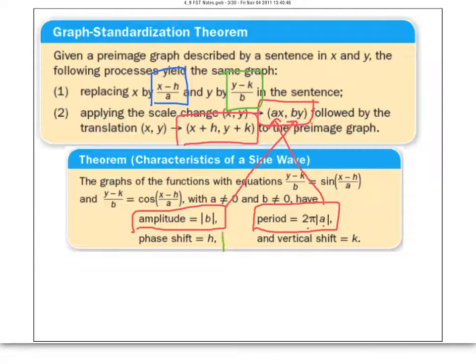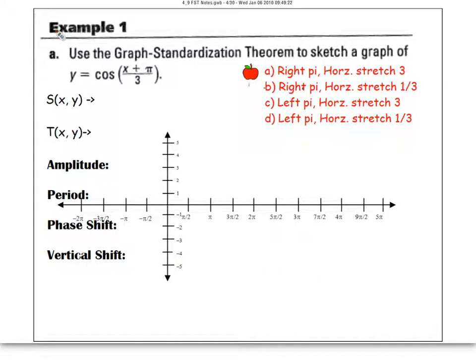Now, the phase shift, that's related to a translation. The phase shift is right here in the ordered pair. It's what you do to the x value. And the vertical shift, the axis that's vertical is the y, is what you're going to add or subtract to the y. So that's where you get all the information. So let's just start doing these.